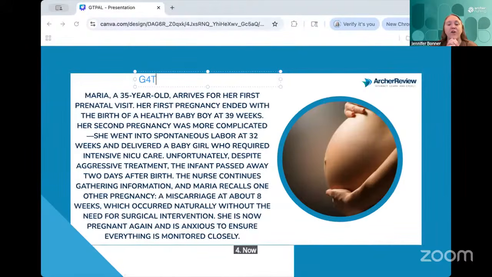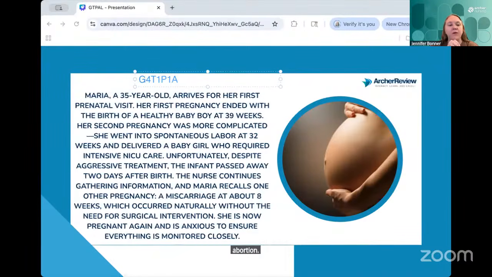Now, how many term does she have? Well, her current pregnancy doesn't count. Her first pregnancy was at 39 weeks. That was the delivery. She had a spontaneous labor at 32 weeks and then an 8 weeks. So she is a T1. What about preterm? How many were preterm? Well, this 32 weeker is preterm. Okay, so she'd be a P1.